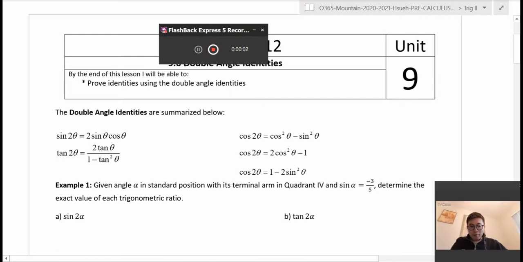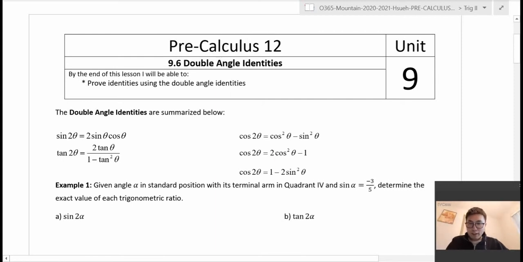All right, welcome back to 9.6, the last section of Unit 9. And we are going to be looking at double angle identities. These identities are really just a special case of the sum identities. So what do I mean by that? Well, first of all, double angle identity simply means 2 theta, right? So double. So not just theta, but 2 theta. So sine 2 theta, tangent 2 theta, and cosine 2 theta.